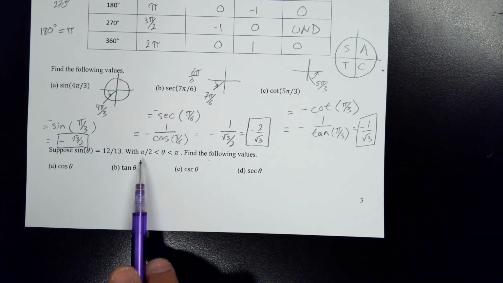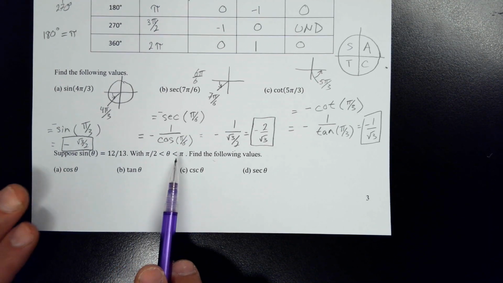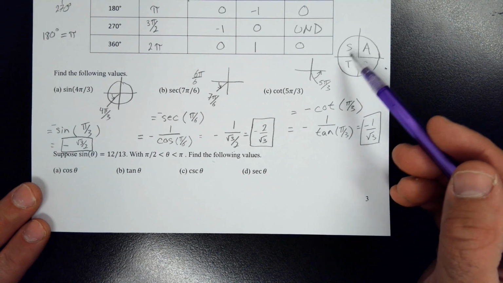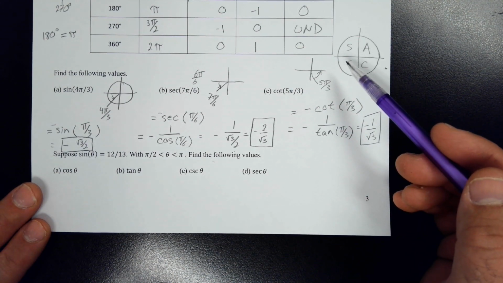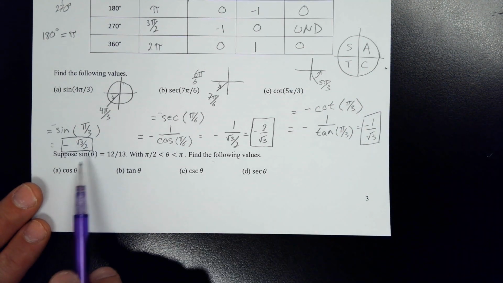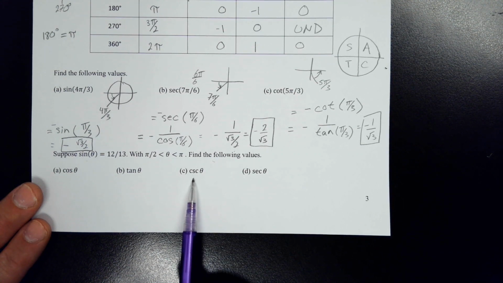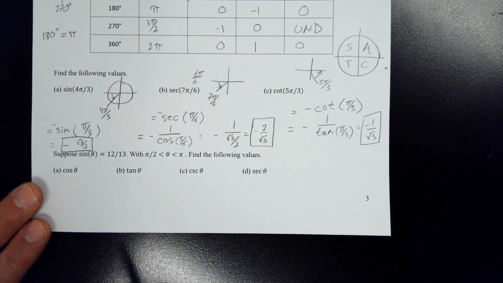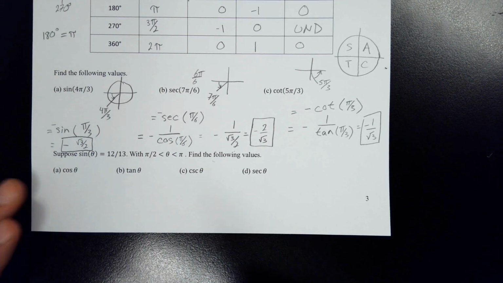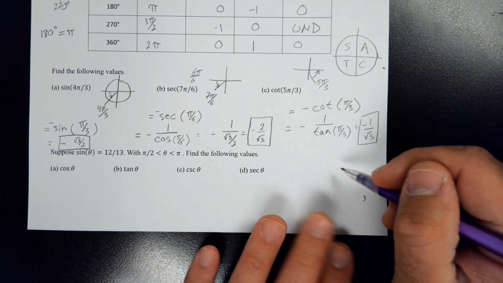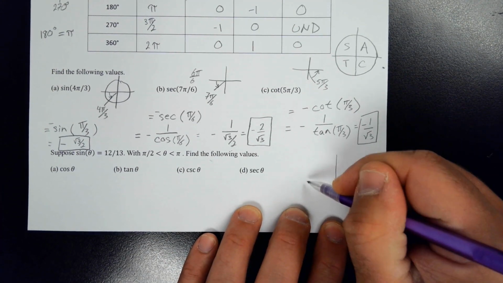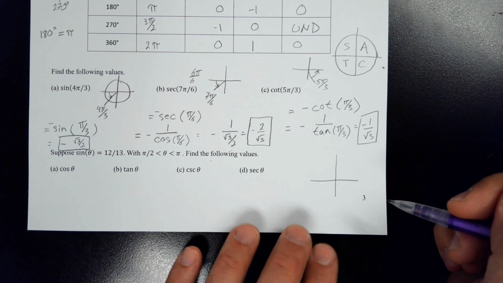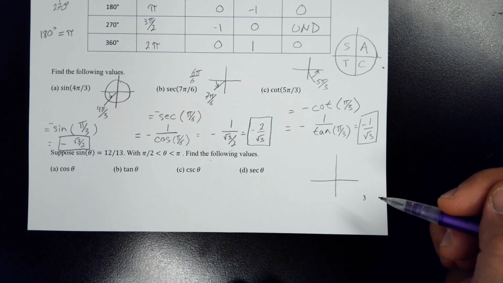Now we are told that it's in between pi over 2 and pi. That's the second quadrant over here. So the only ones that are positive in the second quadrant are sine and cosecant. The rest of these are going to be negative. Okay, let me draw a picture of what this might look like in that quadrant. It seems like in trigonometry, whenever you need to do something different, you can draw a picture.